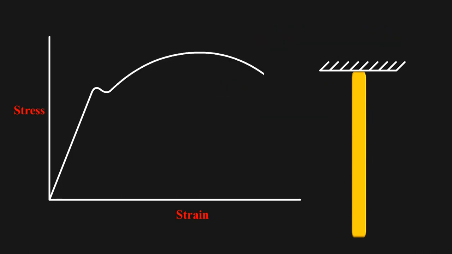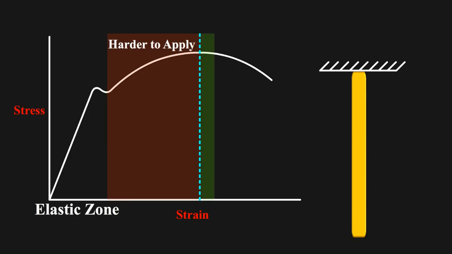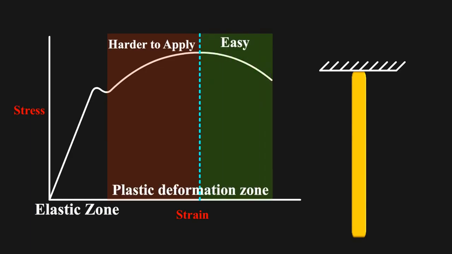This curve goes like this. It is harder to apply stress at first, but in the latter part, the material loses its strength and further straining it becomes easier. Then finally, at the end of this curve, the material breaks.